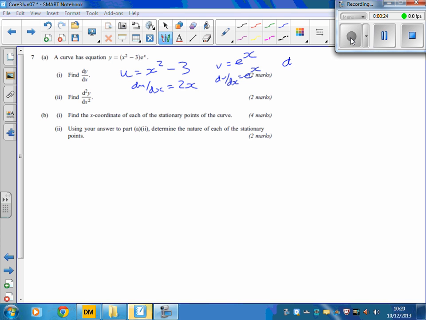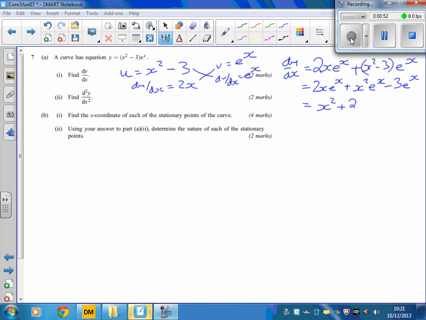The rule for dy by dx here is v du dx, those two things times together, 2x e to the x, plus these two things times together, x squared minus 3 e to the x. And that's the right answer, but we're going to have to differentiate this thing again in a second. So a nice thing to do here would be to multiply it out. I know we don't often do this. And you see here we've got a factor of e to the x in the whole thing. And so we could tidy it all up to give that.